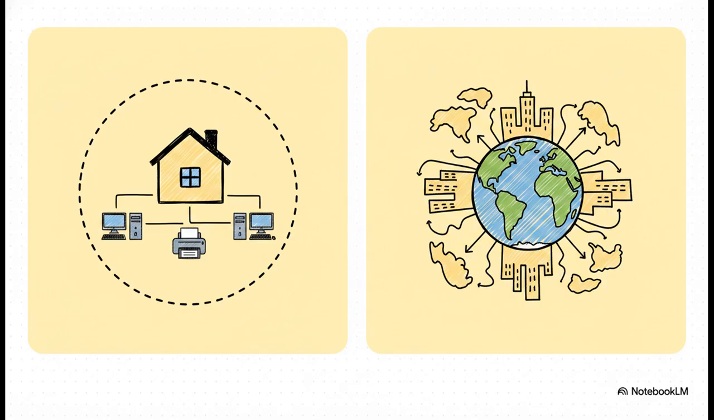Now compare that to a WAN, or wide area network. This is the big leagues. It connects multiple cities, countries, and even continents globally. It is literally the largest network out there. I mean, it basically is the internet itself.